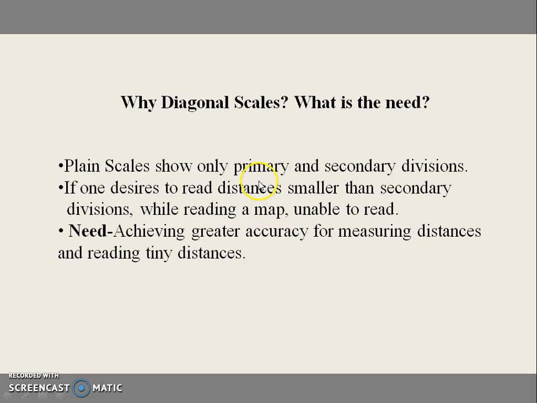So, why diagonal scale? What is its need? As we know, plane scales provide only primary and secondary divisions. If one desires to read distances smaller than the secondary divisions, one will be unable to read it. Therefore, to achieve greater accuracy in measuring distances and to read very small ground distances, a diagonal scale is needed.